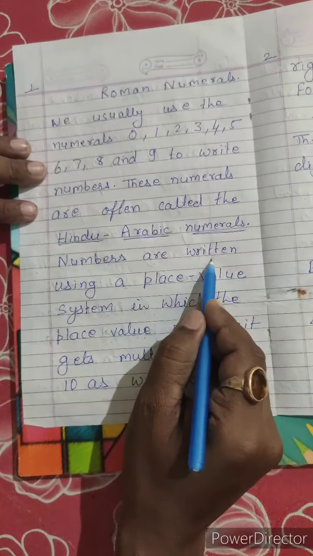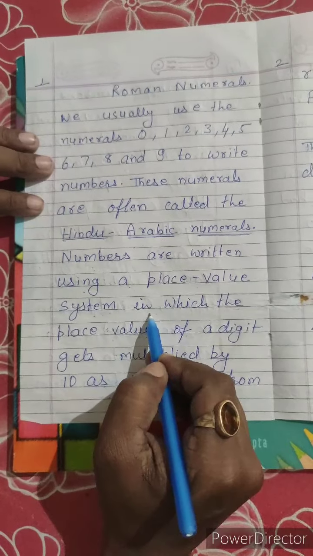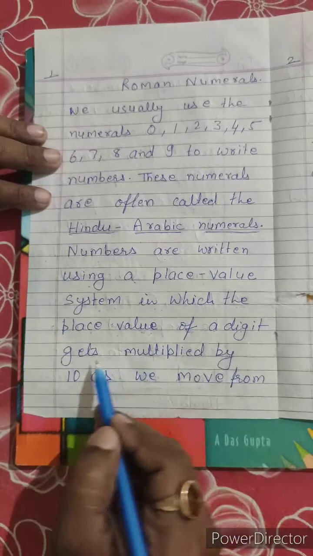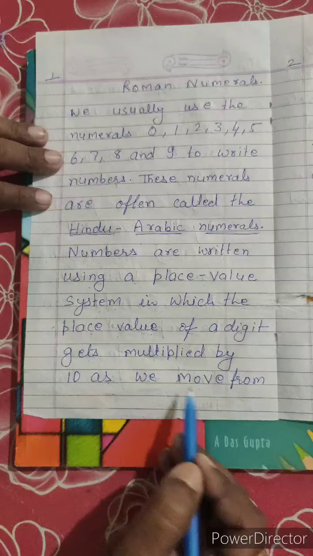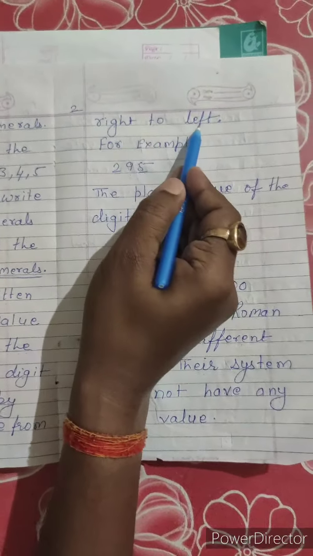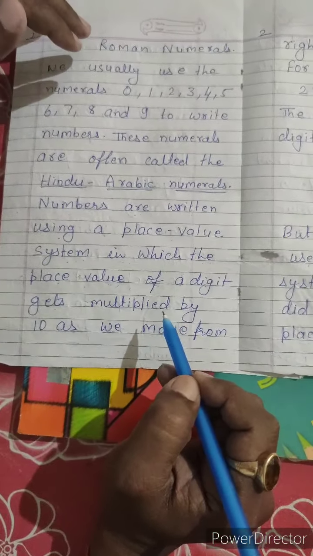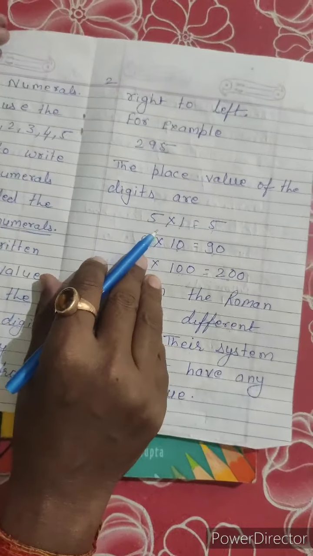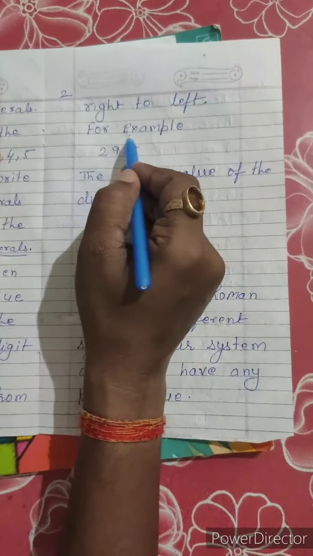Numbers are written using a place value system in which the place value of a digit gets multiplied by 10 as we move from right to left. It means that when we move right to left, the place value of the digit gets multiplied by 10. Let's take an example.